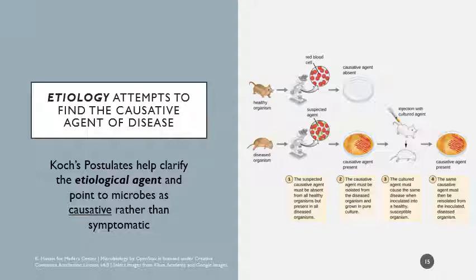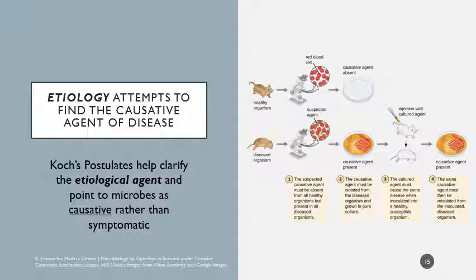So you also have to be able to take that pure culture, inject it into a healthy organism, and cause the same symptomology, the same disease pathology. And then you have to be able to isolate it again. So in cases like strep and staph infections, this might be fairly straightforward.